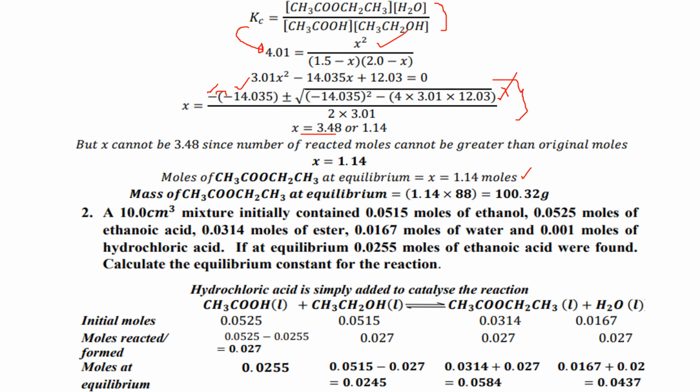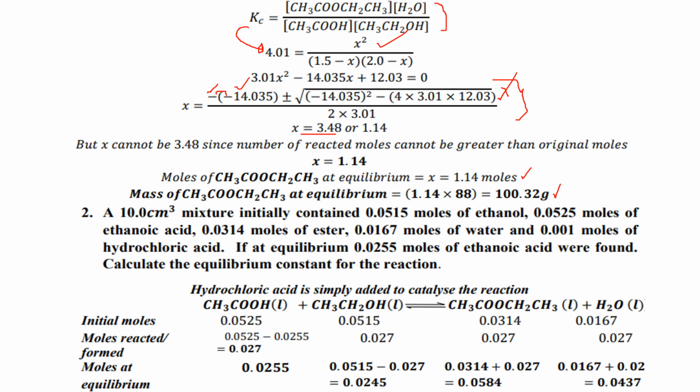And the number of moles of ethanoate at equilibrium are therefore going to be 1.14 times 88 to give us 100.32 grams. So I hope you have understood that. So let's go to number 2.